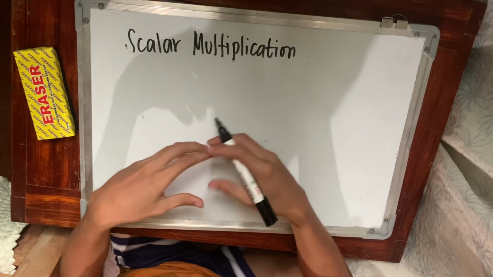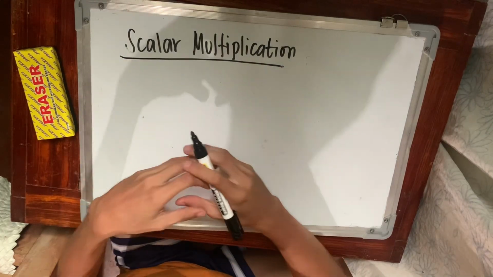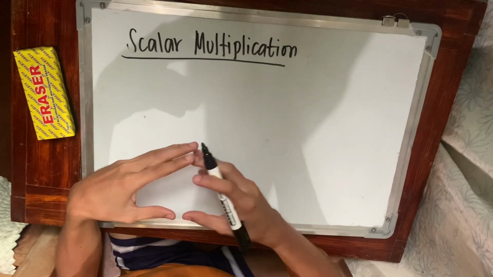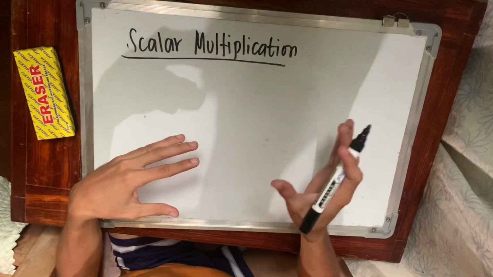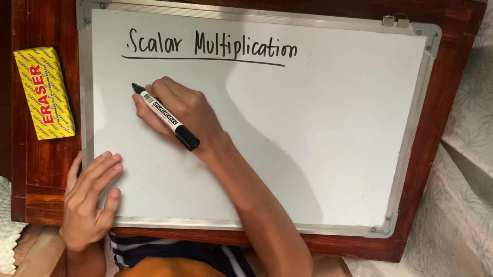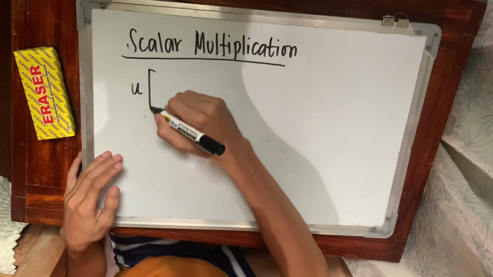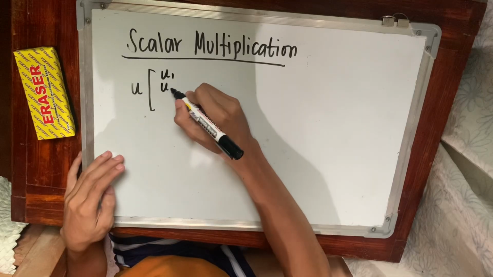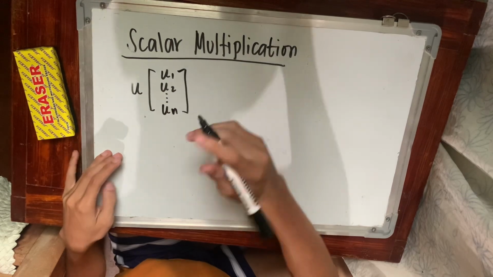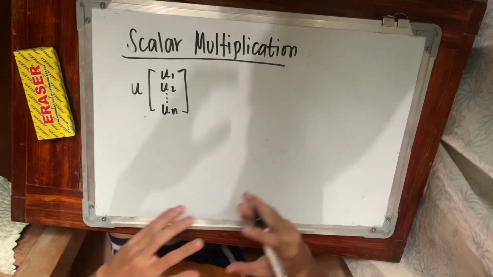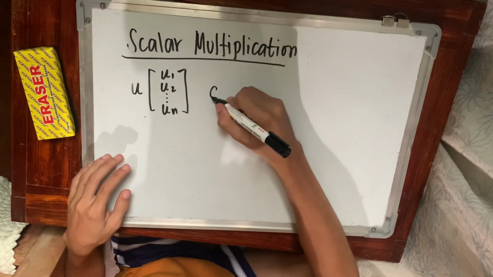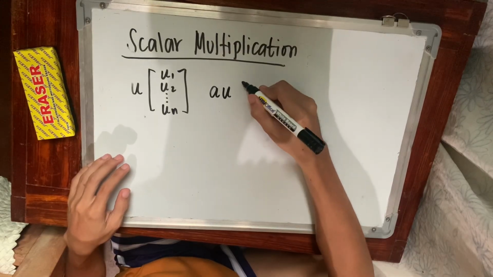Second one is we have scalar multiplication. In simple sense, a scalar multiplication is just like you are multiplying a certain number to a vector. So suppose we have a vector u. We have u sub 1, u sub 2, up until u sub n. If we multiply a scalar to a vector u, suppose that our scalar is a. So a times the vector u is just like this.